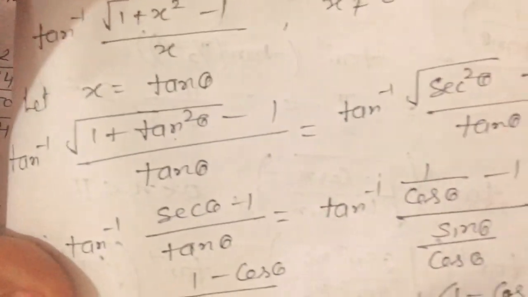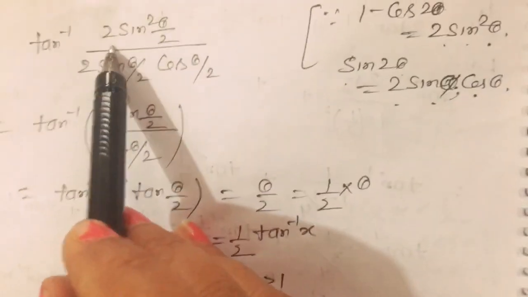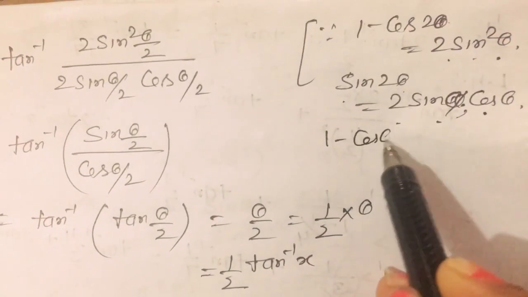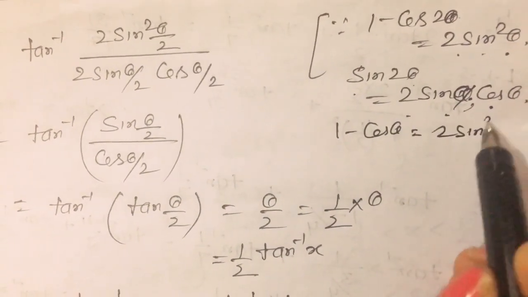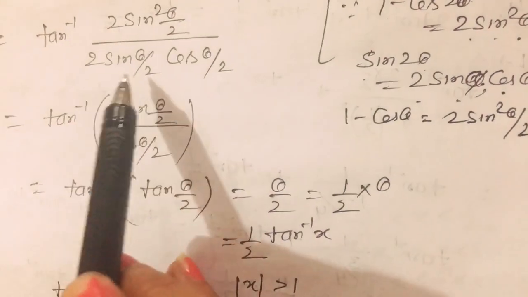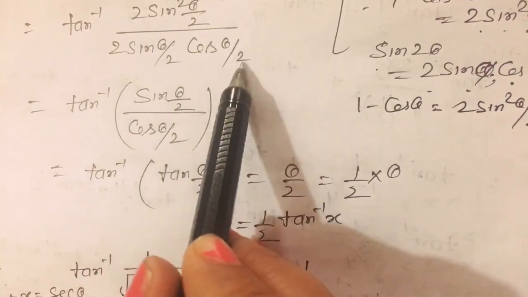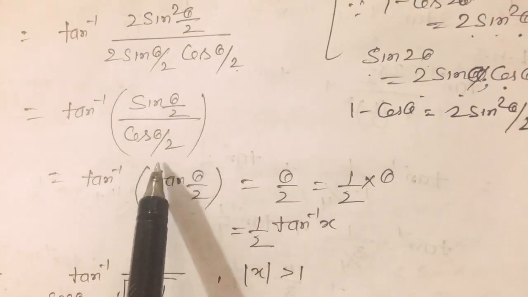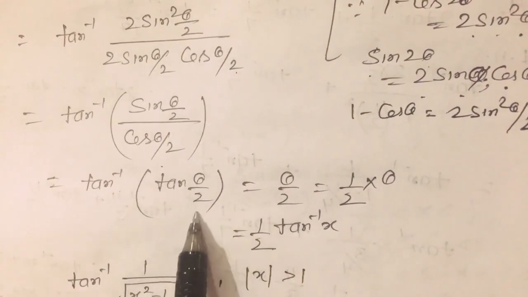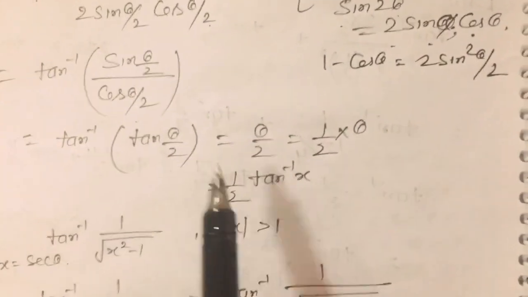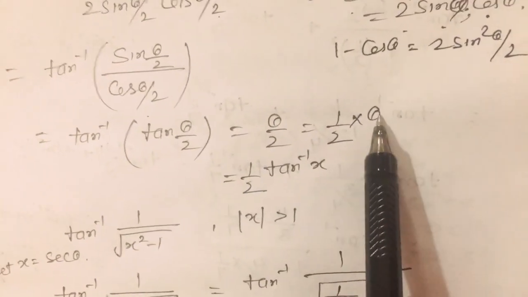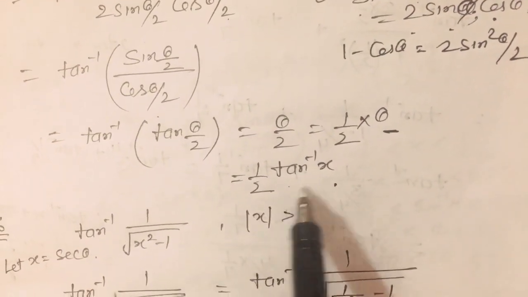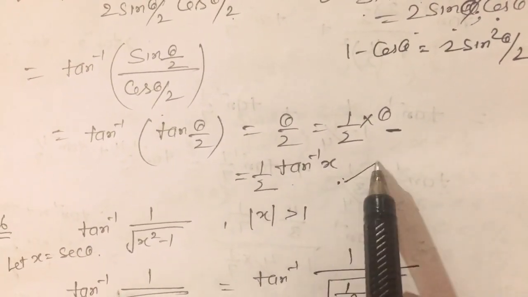Here the angle is theta. So we will take 2 sine square theta by 2 for 1 minus cos theta, and sine theta is 2 sine theta by 2 cos theta by 2. One sine cancels with one sine, 2 cancels with 2, and we get sine upon cos, so tangent theta by 2. Tangent inverse cancels with tangent, so we get half of theta, and theta in this case is tangent inverse x. So this is the simplest form.